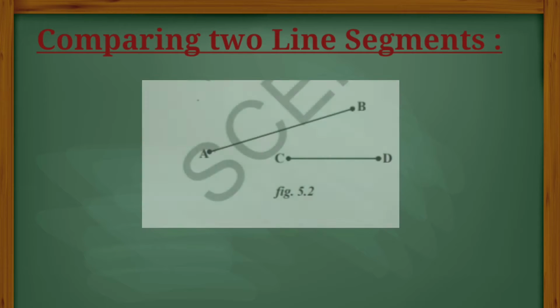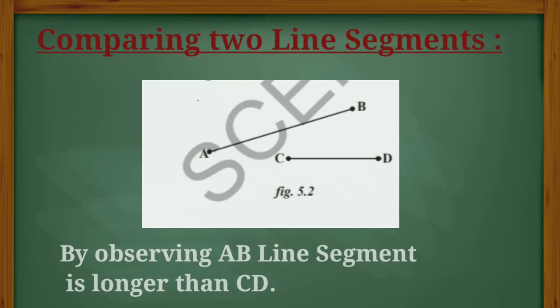Now, observe figure 5.2. There, 2 line segments are given, AB is one line segment and CD is another. Can you compare these 2 line segments? Can you find which one is longer? Yes, by observing, you can say AB is clearly longer than CD.